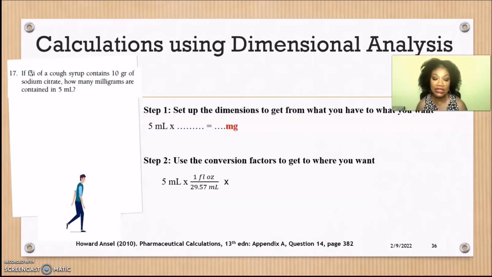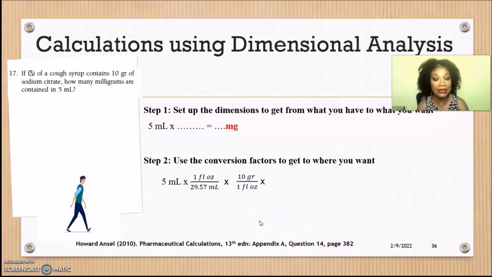But we have to set it up in such a way that when we multiply that conversion factor times the 5 mils, we end up with fluid ounces. So it means that the mils need to go to the bottom and the fluid ounce needs to go to the top. So the mils will cancel out to end up with the amount of fluid ounces that will be in, say, 5 mils. That's exactly what we're doing, right?